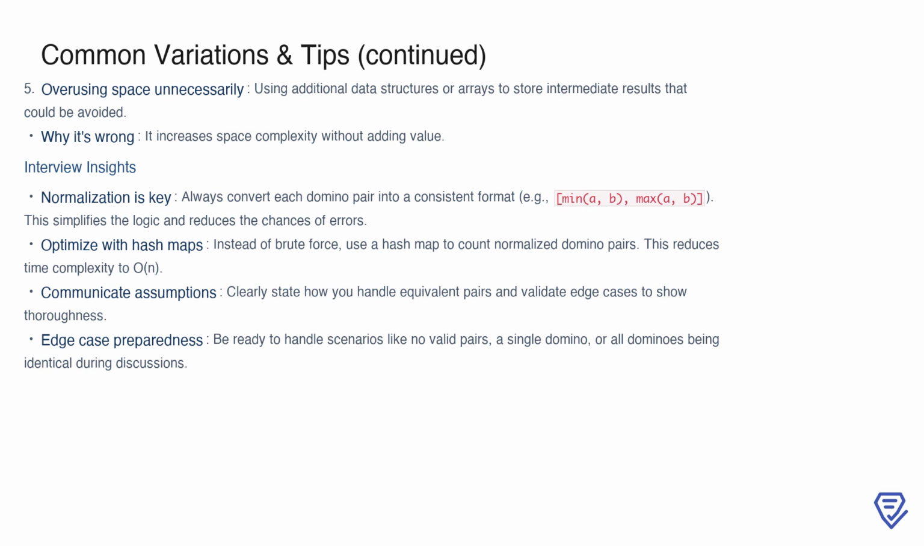During an interview, it's also important to communicate your assumptions clearly. For example, explain how you're handling equivalent pairs and discuss how you've accounted for edge cases. This shows that you've thought about the problem holistically. Finally, be prepared to discuss specific edge scenarios, such as no valid pairs, having only a single domino, or all identical dominoes. These cases can often come up in interviews to test your thoroughness.